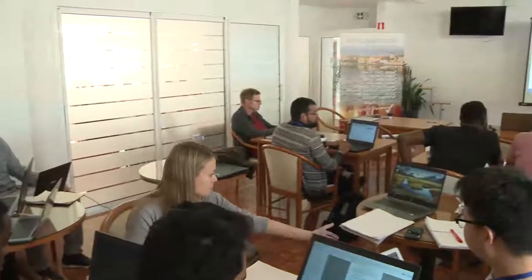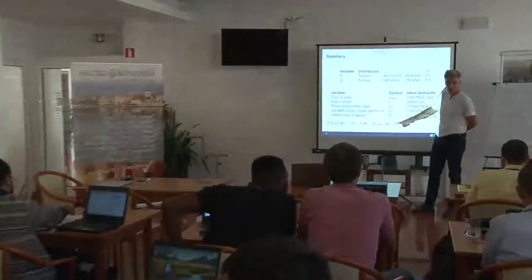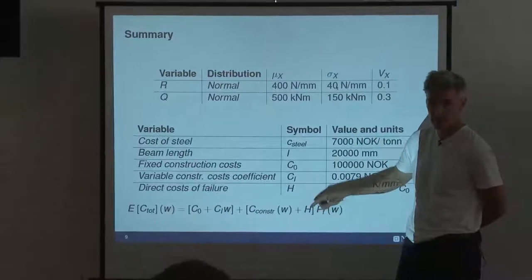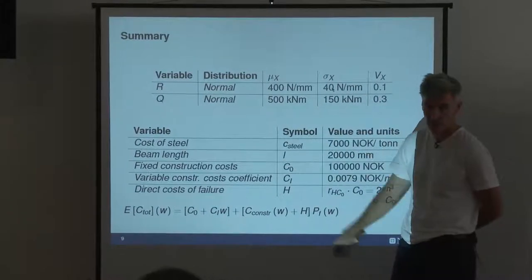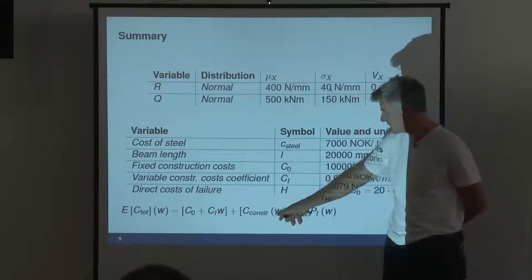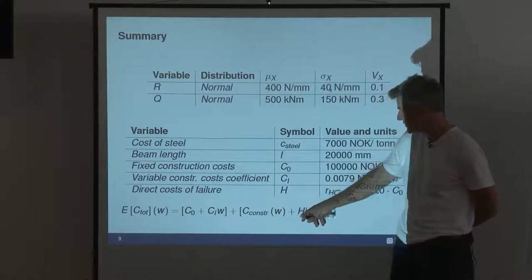So I explain it again. I received a question several times about this construction cost. This term is just the same as that one, right? The reason we multiply it by failure is that we consider the entire part in the brackets as the failure cost. If we have failure, we want to reconstruct the structure, so we have to implement the same design as before. So here, this is just C0 plus C1 times W plus H.